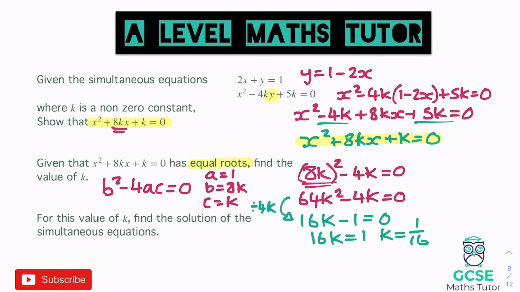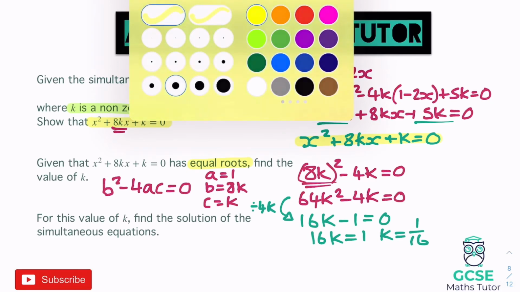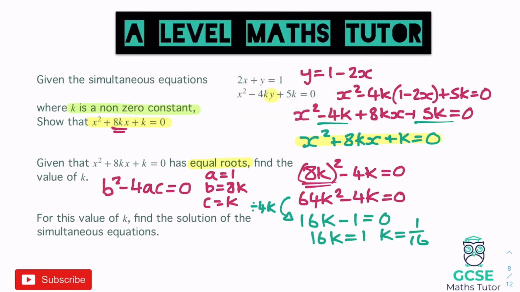We did have a hint at the start, up there, where it said k is a non-zero constant. So there we go. We've got our value. It's not an integer, it's a constant, obviously thinking about that language. So k equals 1 over 16.